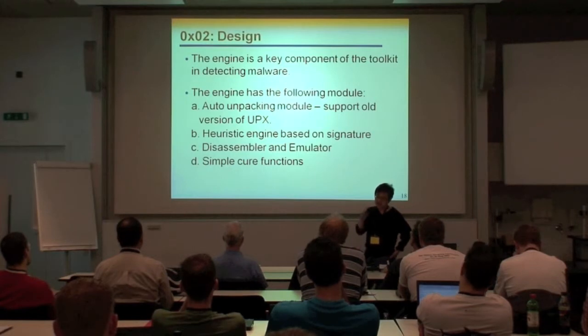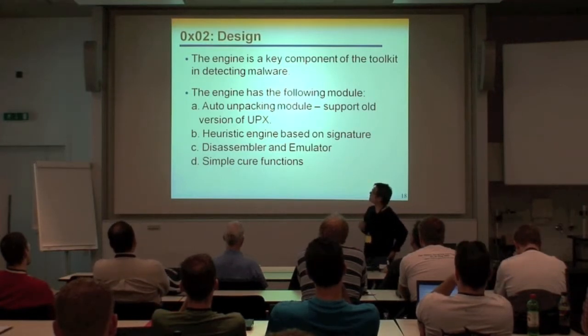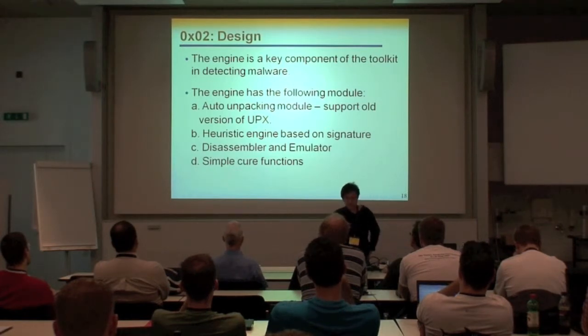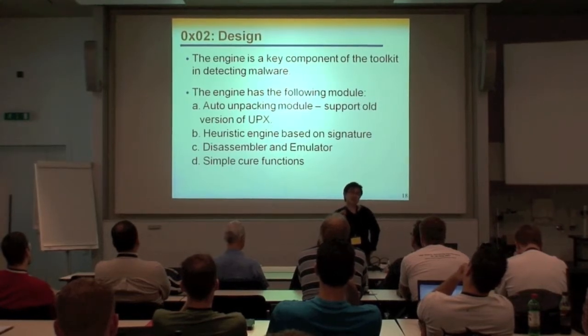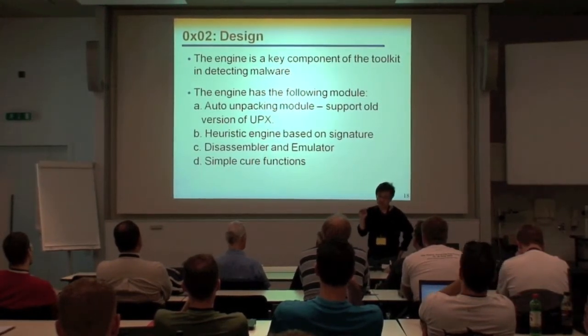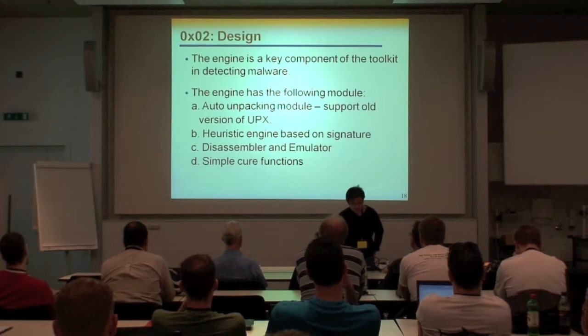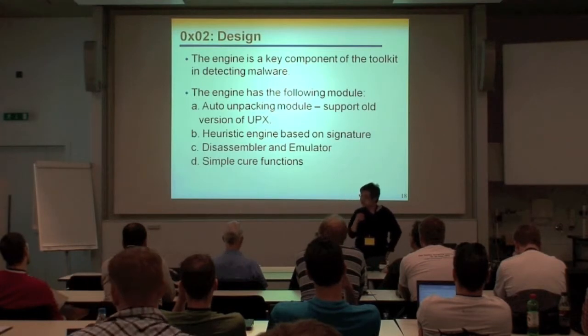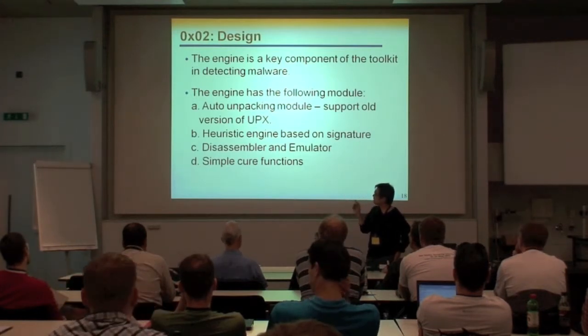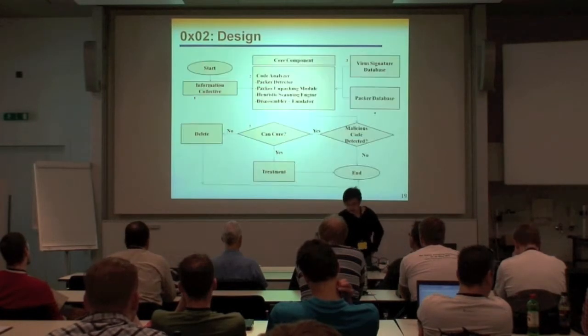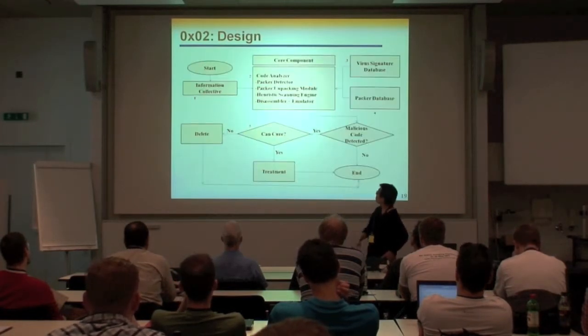The engine is a key component of the toolkit in detecting malware. The engine has the following modules. The first is the auto unpacking module. Currently, it just supports the old version of UPX, because my research is now actually concentrated on the emulator, so I just came up with the skeleton code for the auto unpacking module. Second is the heuristic engine based on signatures. Third is disassembler plus emulator. Last is the simple queue function. So this is the flowchart of the toolkit.